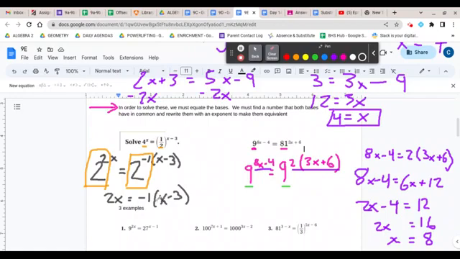So 2x equals negative 1 times x minus 3. And then we can go and solve that from there. You can always, if you want to, go into Desmos and check them out: graph one side, graph the other side, and find the x where they equal. That's always a quickie way to check your work too.